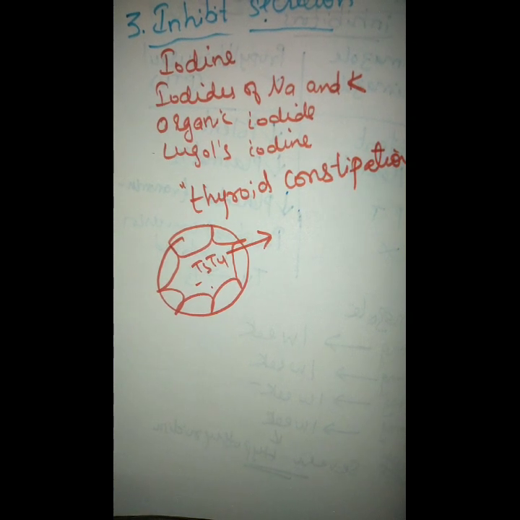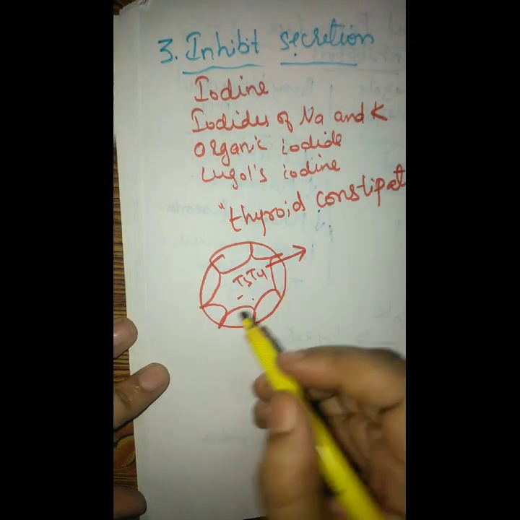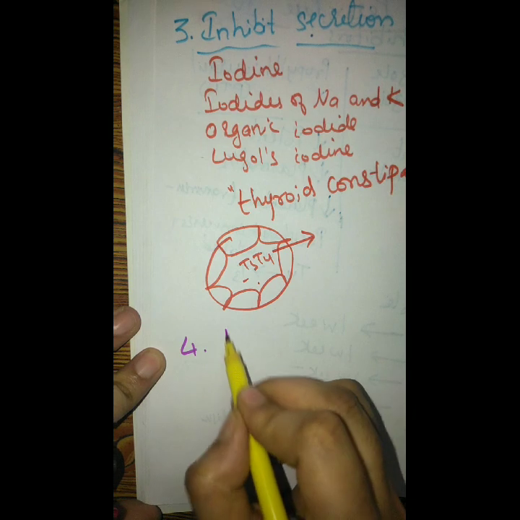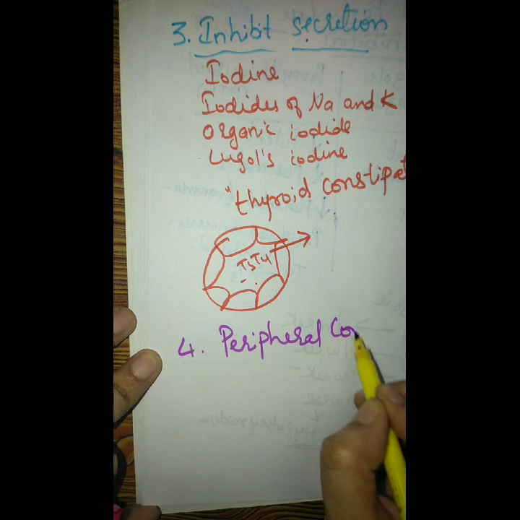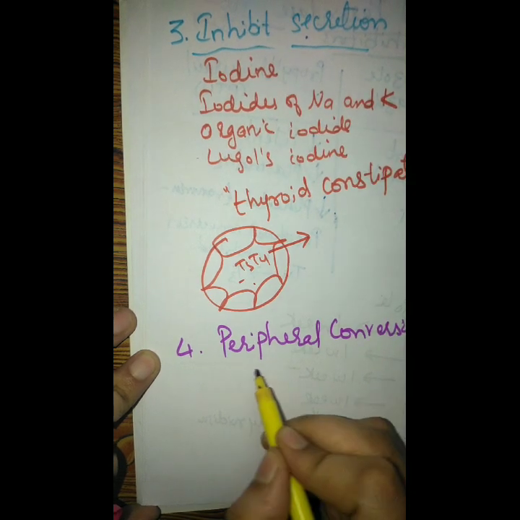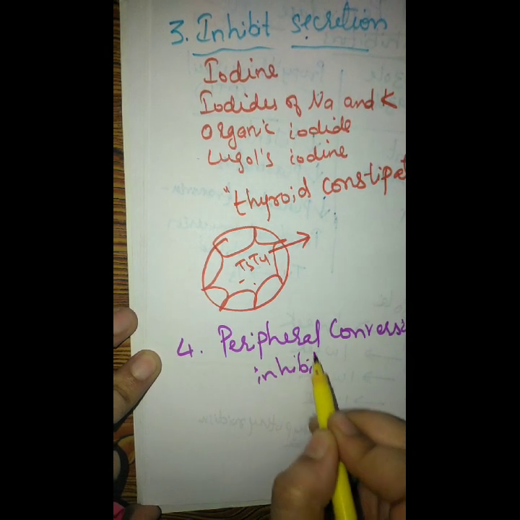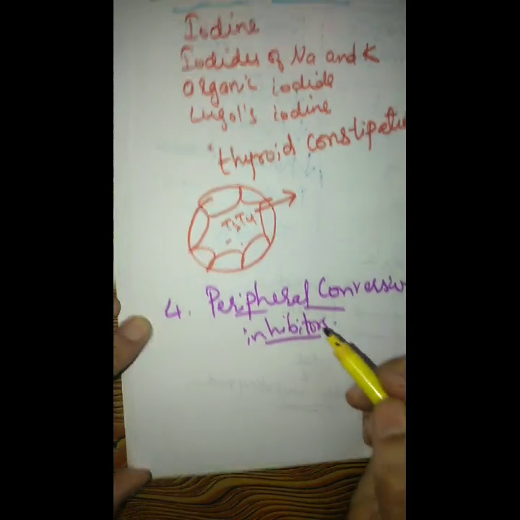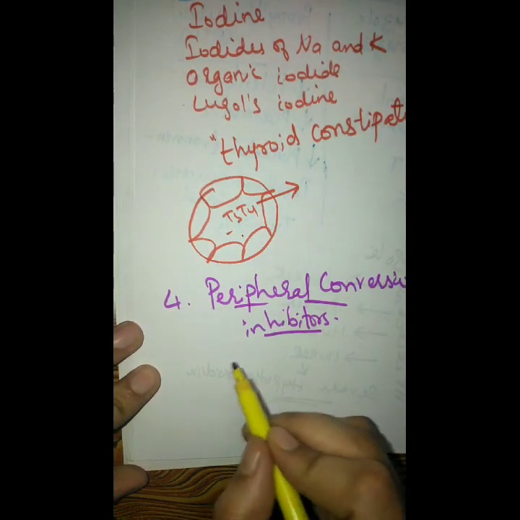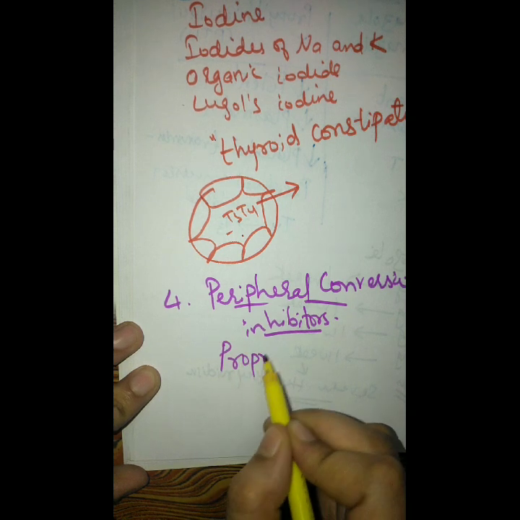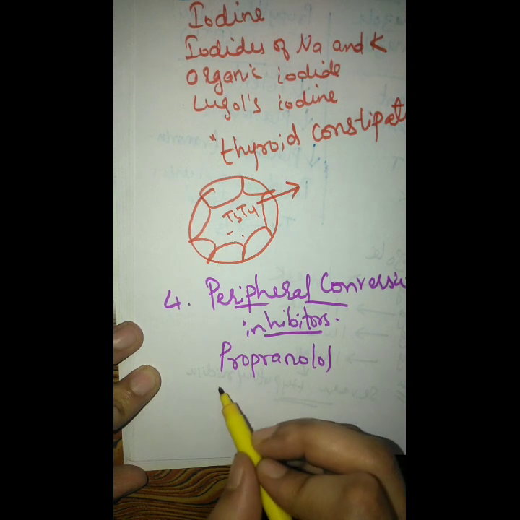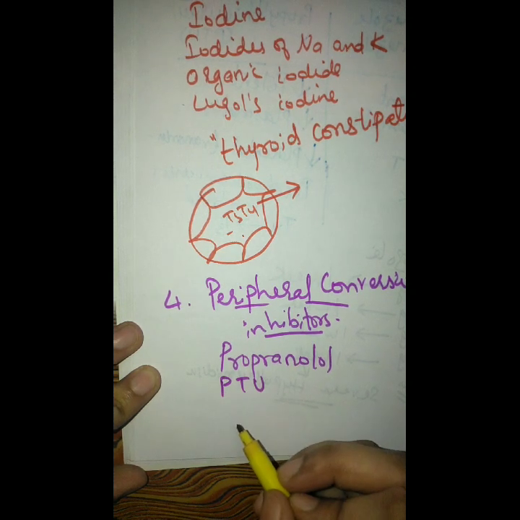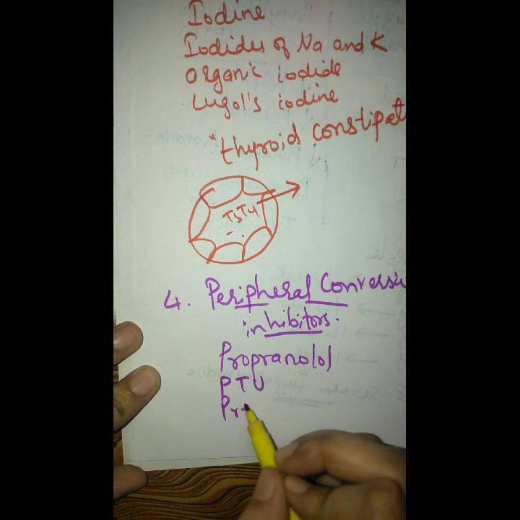Now the next class of drugs is the drugs that inhibit peripheral conversion. Fourth is peripheral conversion inhibitors. So the drugs coming under this class are propranolol, propylthiouracil, that is your PTU, and lastly prednisolone.